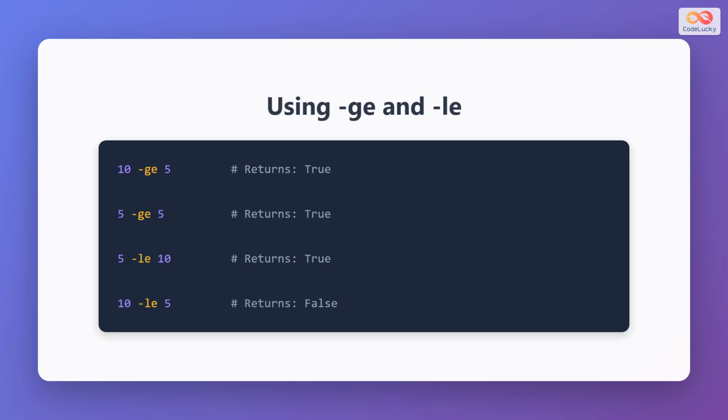Now let's examine the greater than or equal to and less than or equal to operators. 10 -ge 5 returns true because 10 is greater than 5. But notice that 5 -ge 5 also returns true because 5 is equal to 5, meeting the equal to condition. For the less than or equal to operator, 5 -le 10 returns true because 5 is less than 10. But 10 -le 5 returns false because 10 is neither less than nor equal to 5. The key difference from the previous operators is that these include equality in their comparison. This makes them perfect for scenarios where you want to include boundary values, such as checking if someone's age is 18 or older.